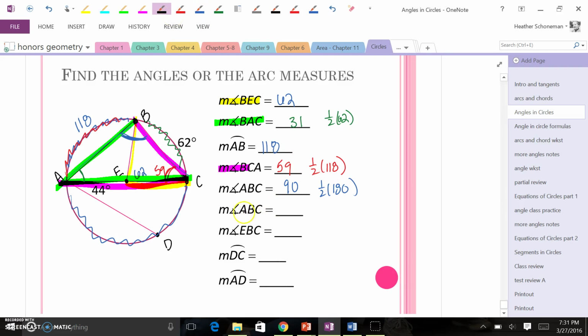Now they want, oh, there's two ABCs, that's not a word. They want EBC, this angle right here. Well, that's a little trickier, but if you remember, in a circle, all the radii are congruent, so these are equal. So that means this is an isosceles triangle. So if this is 59, this has got to be 59 as well.